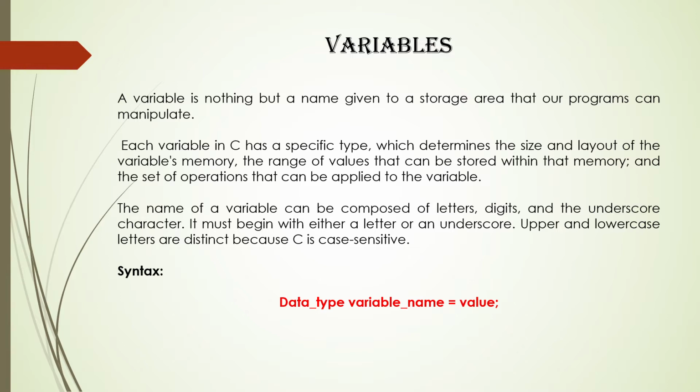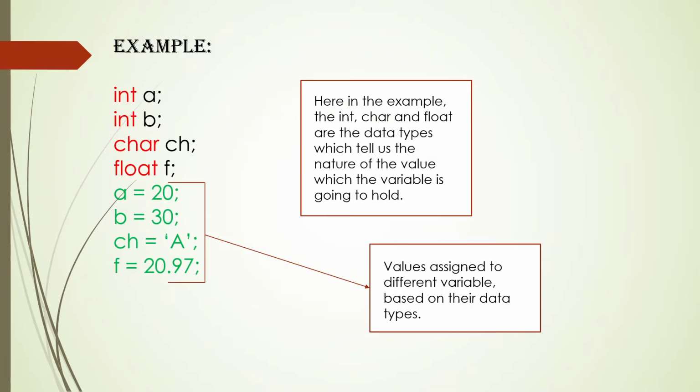So the syntax is data type, space, variable name, equal to value, then semicolon. Here the data type indicates which type of value the variable is going to hold, meaning integer type, character type or decimal numbers. Suppose the variable is going to hold an integer value, then for that: int space variable name, that is a here, then semicolon. Here I am declaring the variable.